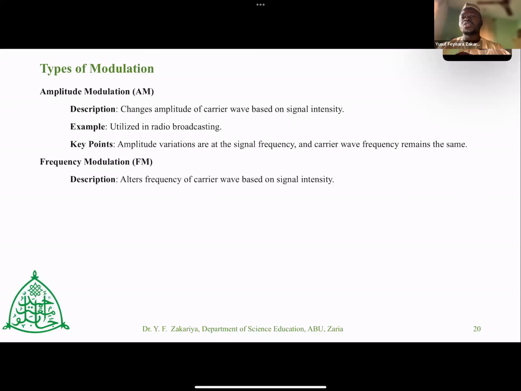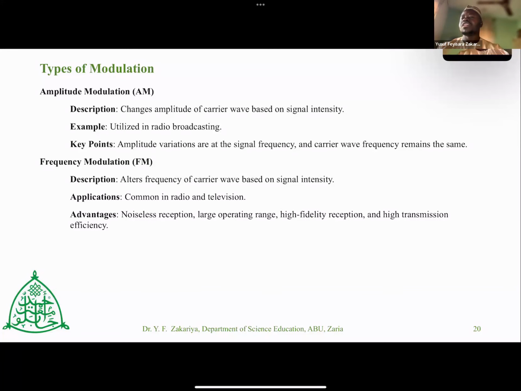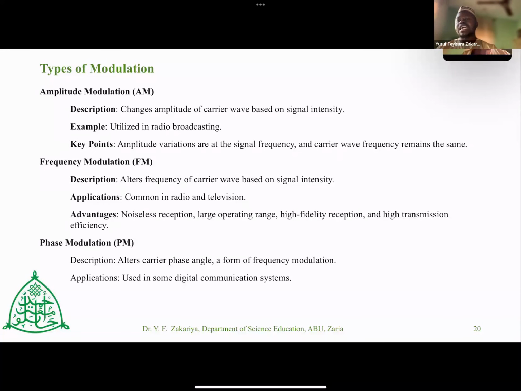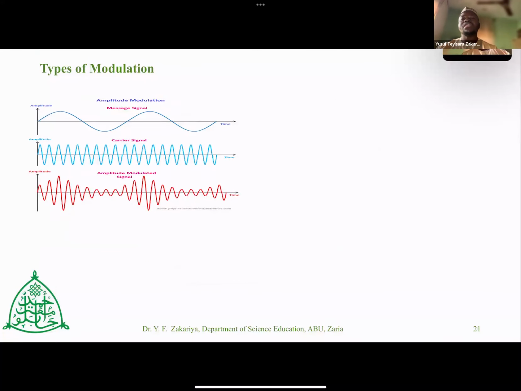So the amplitude modulation, basically, it has to do with changing the amplitude of the wave. This is utilized in radio broadcasting. And the key point is that amplitude variations are at the signal frequency, and the carrier wave frequency remains the same so that you can hear. The same thing with the frequency. This is common in radio and television. All right. And then for the phase angle, this particular one is used in some digital communication systems like the one we are speaking with. So let's have a diagram of it.